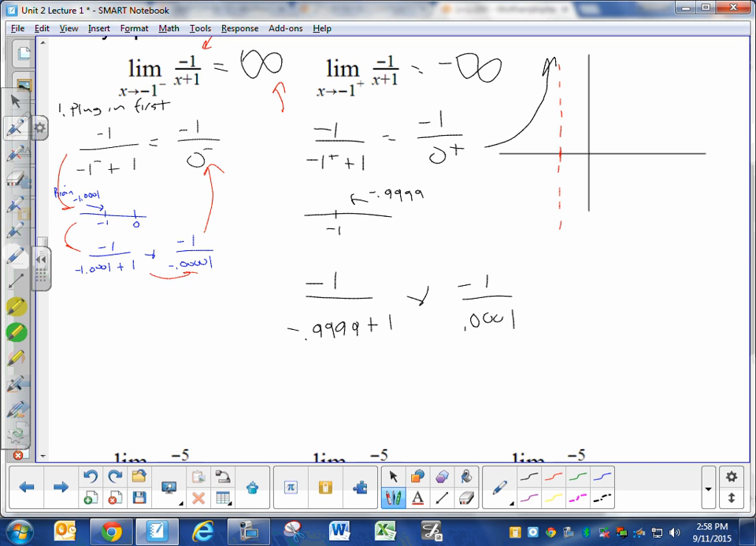In my brain, I'm thinking, what does it mean to be approaching -1 from the right? Well, that's like a number like -0.99999. If I take that -0.9 repeated and add it to 1, I'm going to get a positive number that's going to be very, very small, infinitely small, close to 0. If I divide that into a constant that's negative, all of a sudden I get something infinitely big and negative.